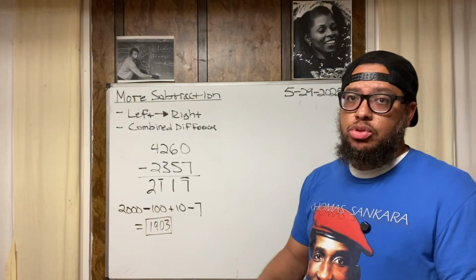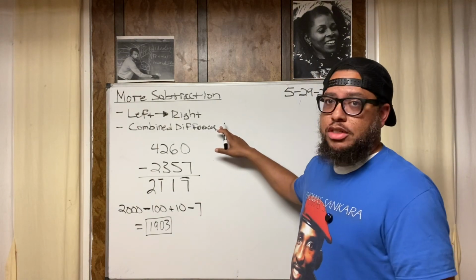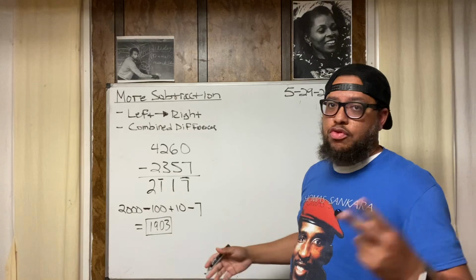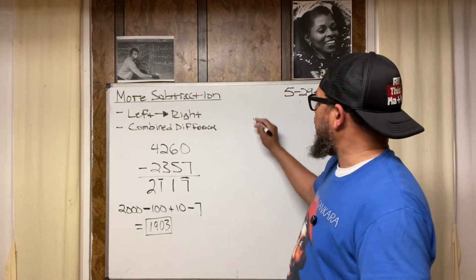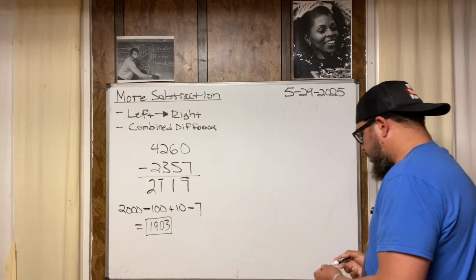Now, let's do it another way, called the combined differences method. All right, so in this video, you're getting a 2 for 1. So I'm going to rewrite the problem. Actually, no, we start with the minuend. I'm going to write it up here, and I'm going to switch colors too.